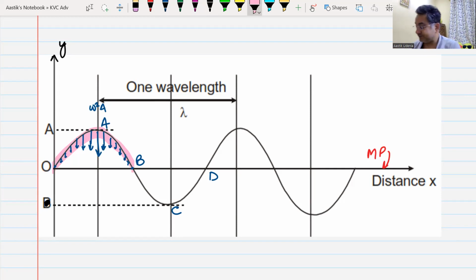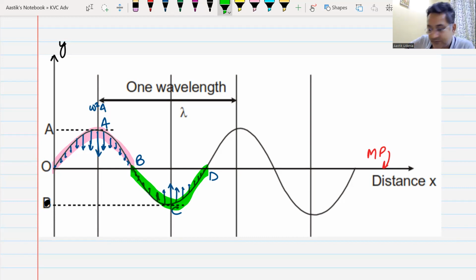B to C, upwards. Which point will have maximum acceleration? C. So the acceleration will be like this, and as we come towards the mean position, the acceleration becomes 0. Between C and D, upwards. Do we understand how we find out this and this?